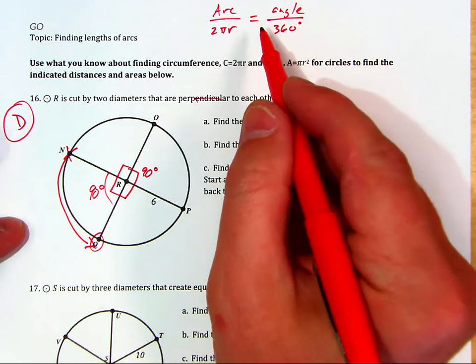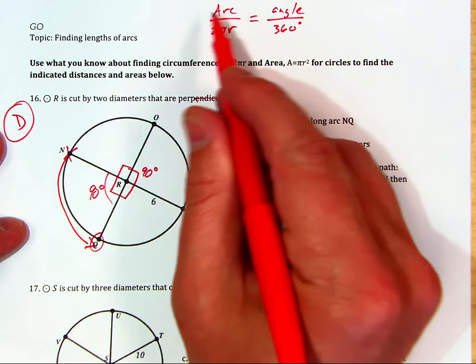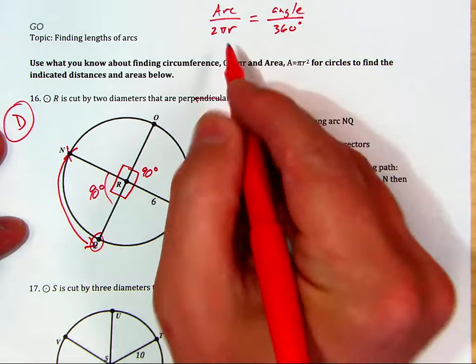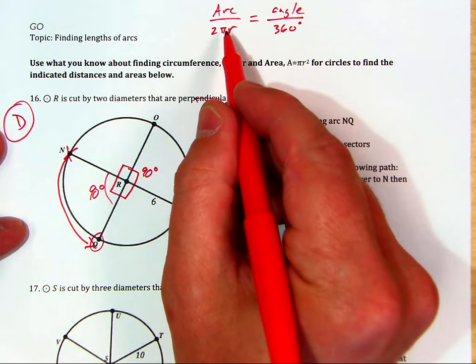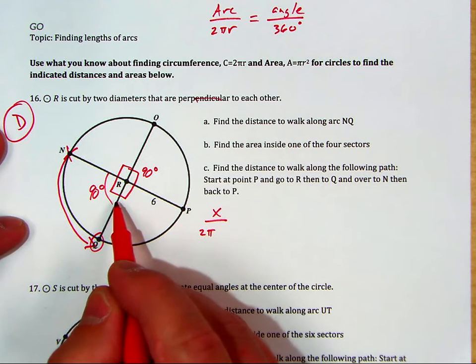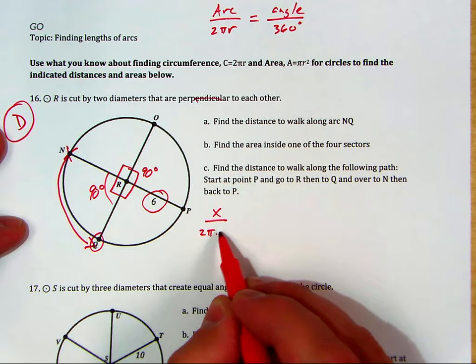So we're going to use this proportion to find arc length. That's what I'm trying to find, so that's my variable. So arc length over, you always say circumference. So 2 pi, wait a second. What's the radius of this circle? It's listed. So it's 2 pi times 6.